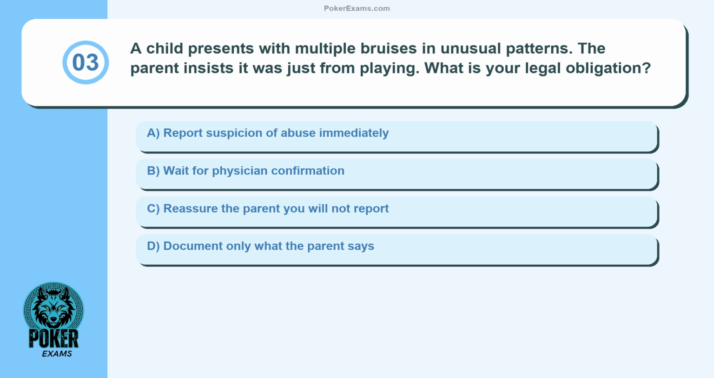Question 3. A child presents with multiple bruises in unusual patterns. The parent insists it was just from playing. What is your legal obligation? Report suspicion of abuse immediately. Wait for physician confirmation. Reassure the parent you will not report. Document only what the parent says.